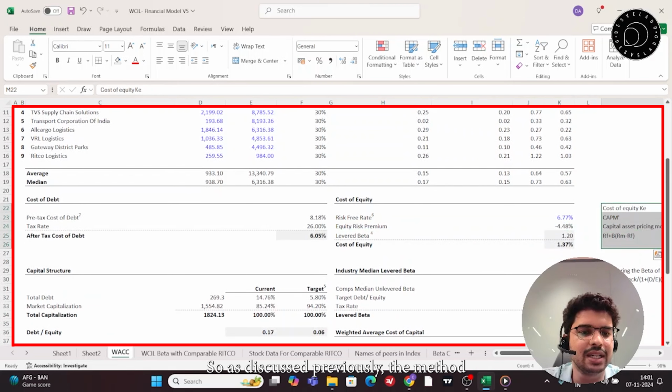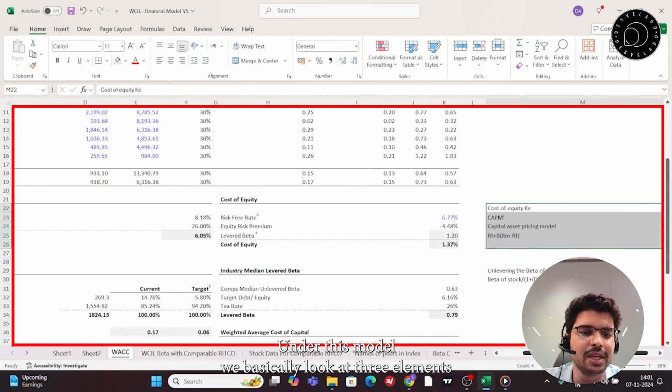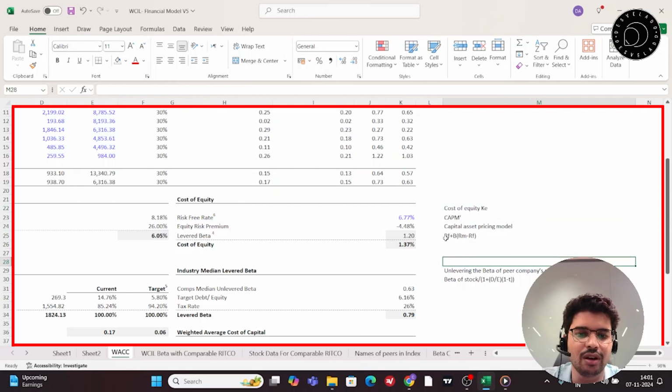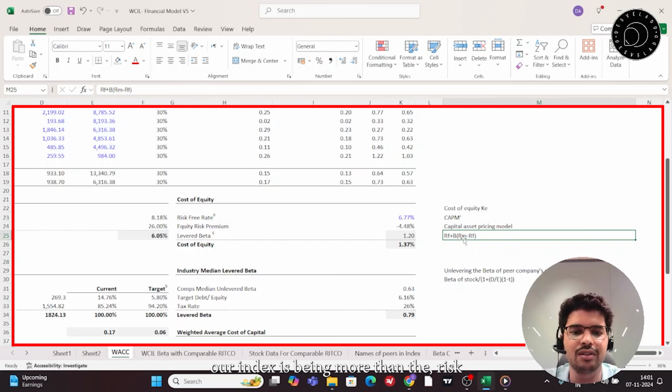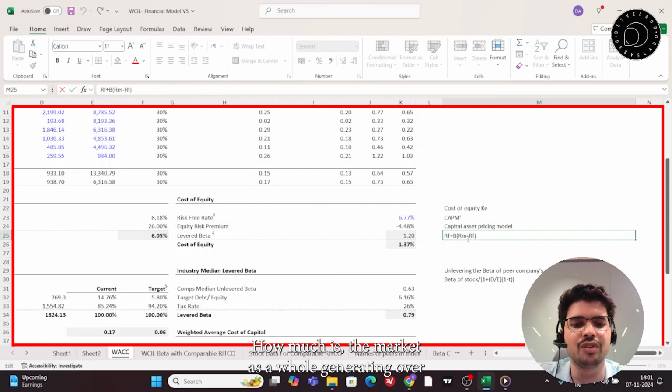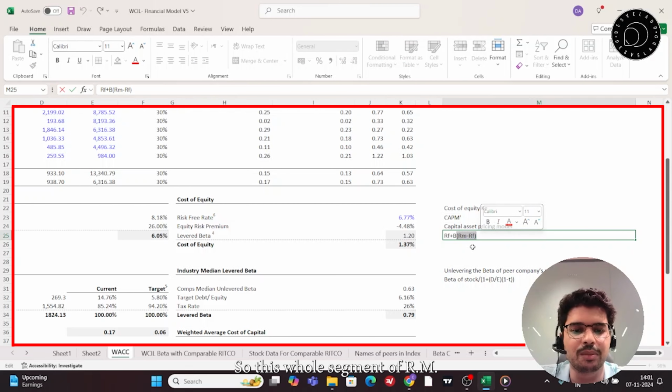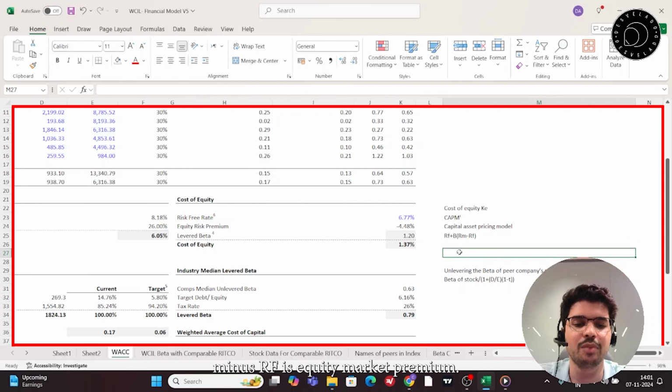As discussed previously, the methodology that we have for calculating cost of capital is the capital asset pricing model. Under this model, we look at three elements: risk-free rate, beta, and the market risk premium, which is how much your index is paying more than the risk-free rate in the market. How much is the market as a whole generating over and above the risk-free rate? That is called the equity market premium. So this whole segment of RM minus RF is the equity market premium.